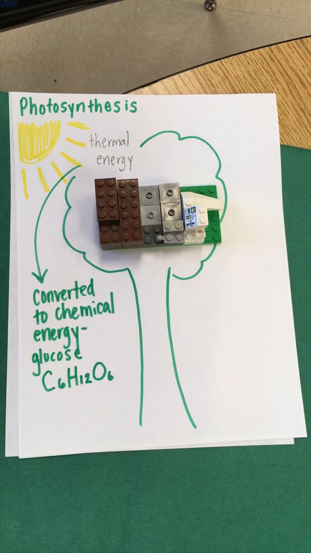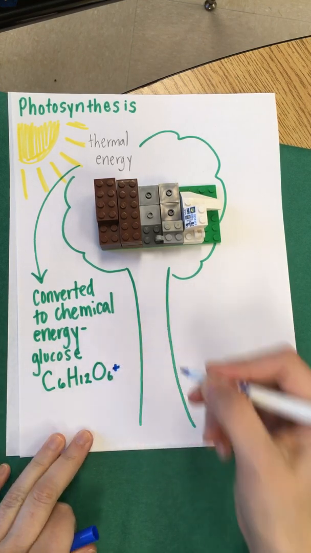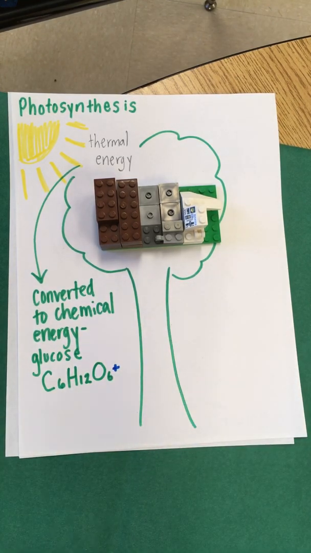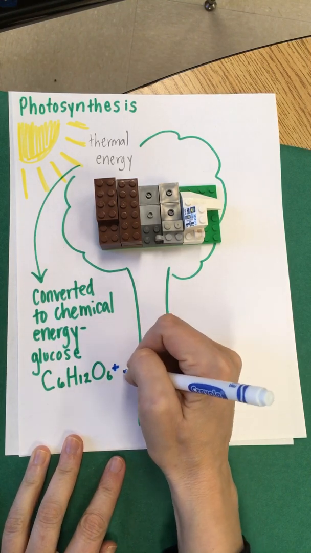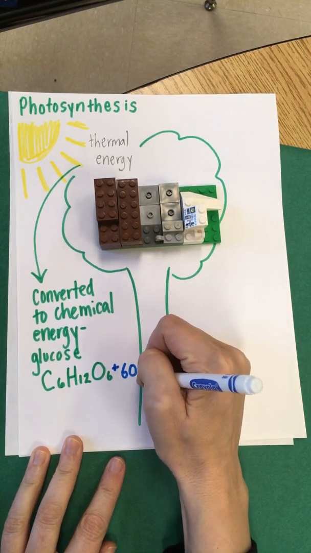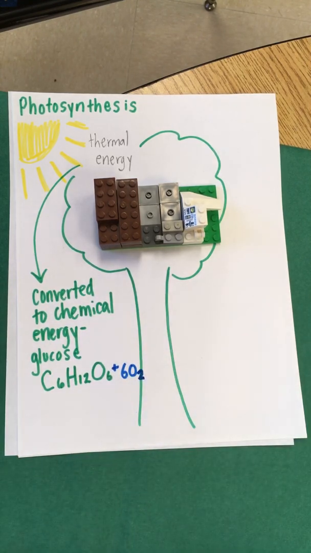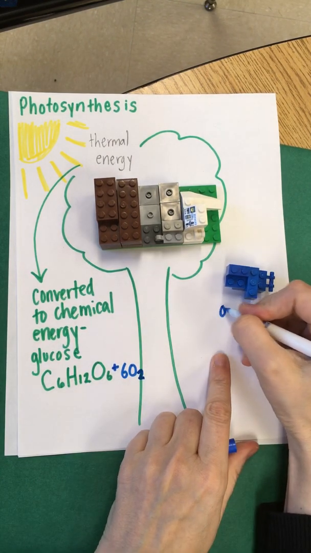Now, left over from the process of photosynthesis are some oxygen atoms that the plant can't use. There's going to be 6 little oxygen molecules left over, and that is what the plant is going to produce as waste. So I'm going to use these little blue Legos, and these are going to be my oxygen atoms. 1, 2, 3, 4, 5, 6. Okay. That's the oxygen that the plant is producing as waste.